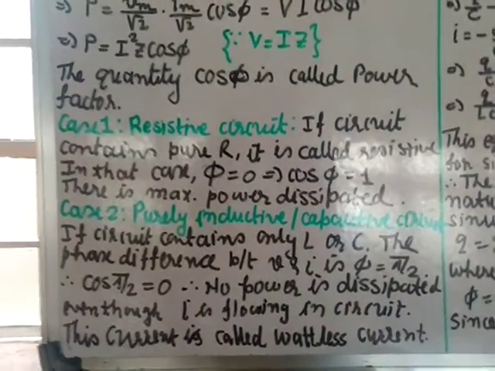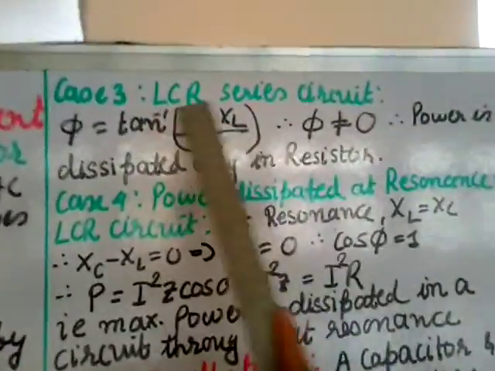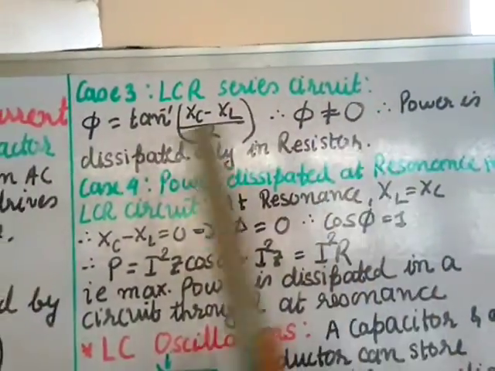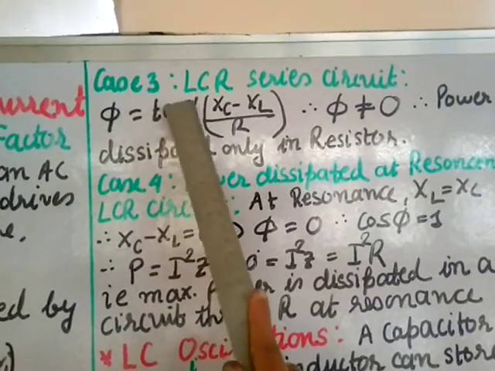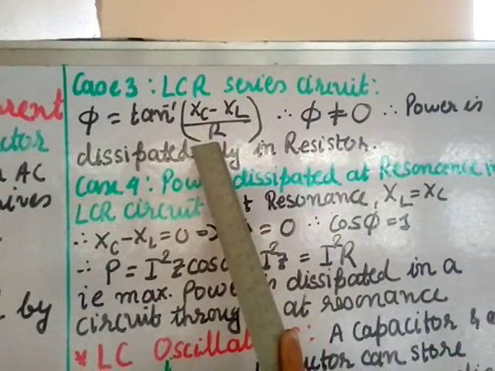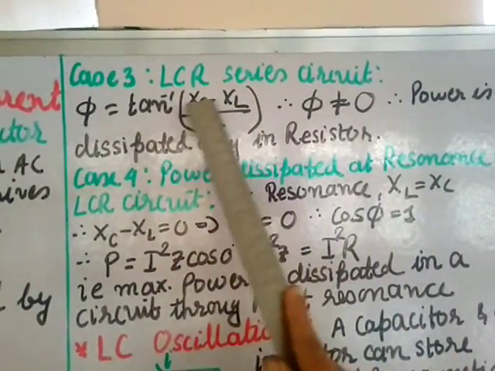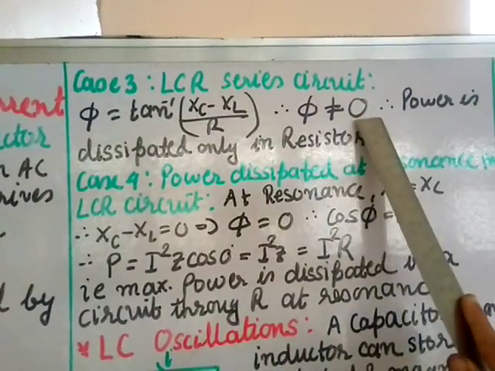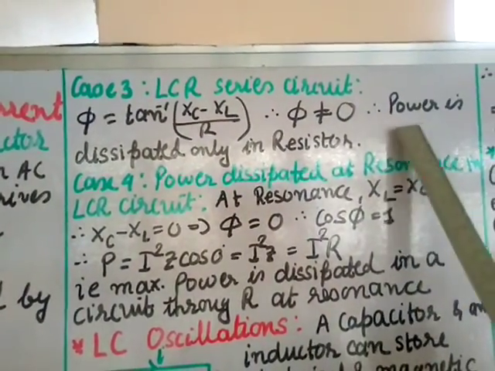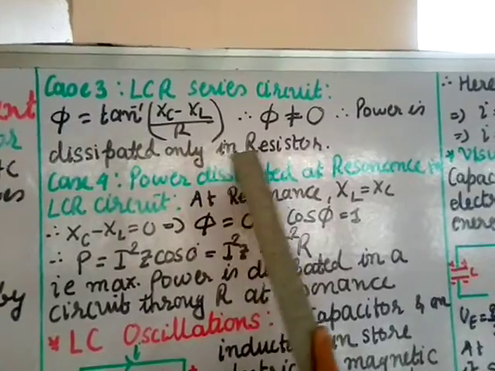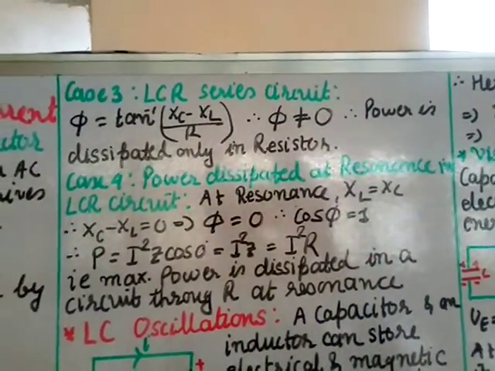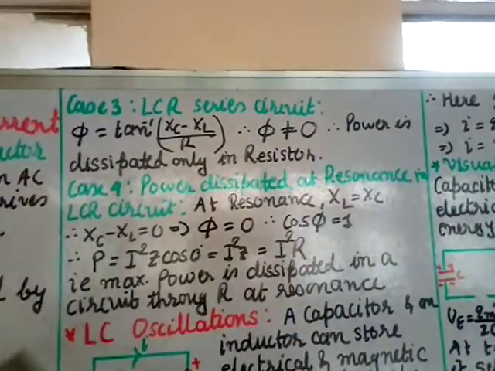Case 3, LCR series circuit. Now in this we know that φ is given by tan⁻¹((Xc − XL)/R). So here we can say that in an LCR circuit φ is not equal to 0. It is non-zero. That means power is dissipated only in the resistor. So power will be dissipated because it is non-zero.